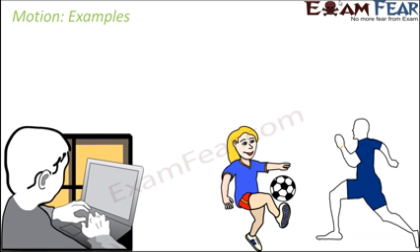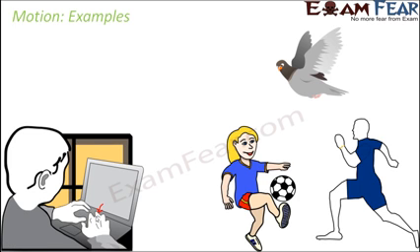Now let us take this example. When you are sitting on a chair and working on your laptop, your body might not be in motion because you are not changing your position from one place to another. But if you concentrate on your fingers, they are moving while you work on your laptop. So the position of your fingers is changing with time. So your fingers are in motion.